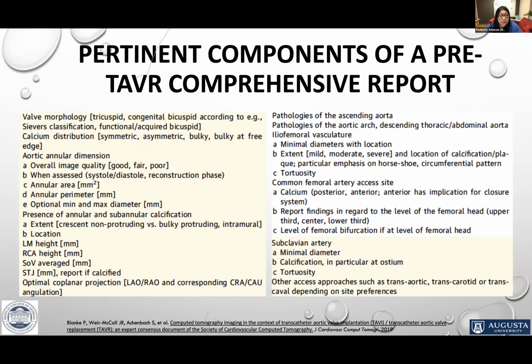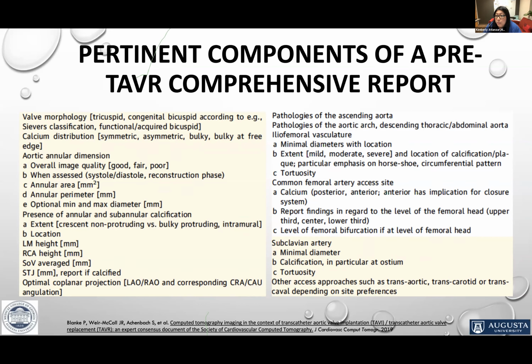This is helpful whether you're using balloon expandable valves or self-expanding valves. The minimal and maximum diameters are also important, because this will assist in deciding whether you have to post-dilate your valves because of the amount of PVL that is present. Your coronary heights, obviously your STJ size, and the report should say whether or not there's calcification on the STJ, your sinus of Valsalva sizes, and obviously your coplanar projections.